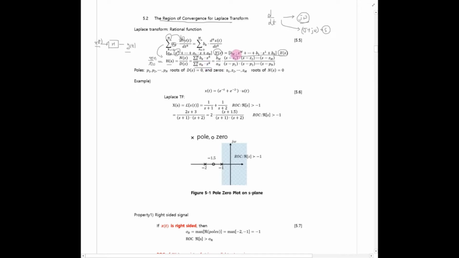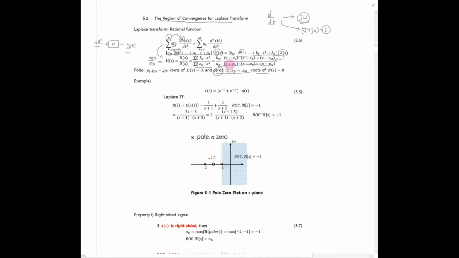And an mth order polynomial has m roots, so m zeros exist. By factorizing, you can rewrite this one in this way. Similarly, the denominator can also be factorized in this way because it's an nth order polynomial. It has n roots. Okay, the root of the numerator is called a zero.